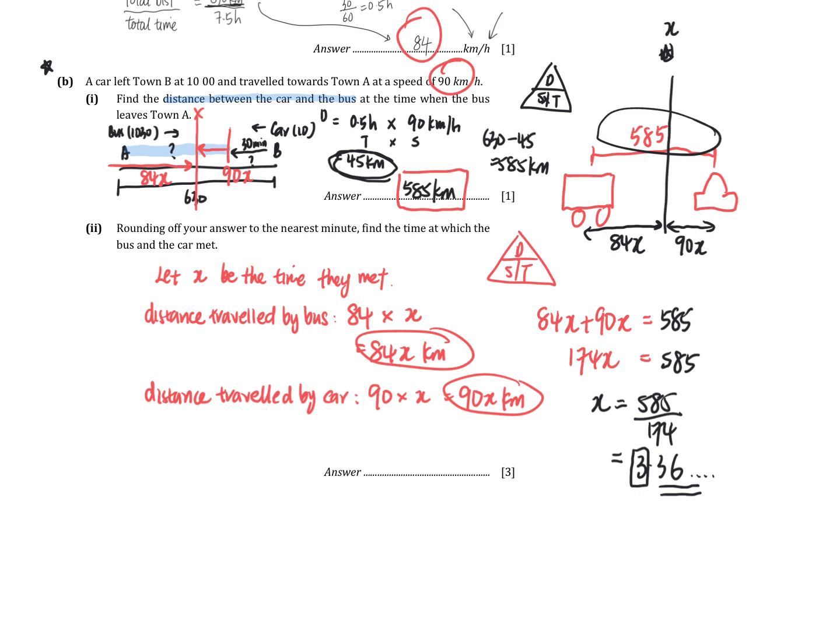So what you can do is, in your calculator, whatever number you see there, take away the whole number first. Take away the whole number because you already know it's 3 hours, right? Then you multiply the remaining by 60. So how many minutes is that? 21 point something.